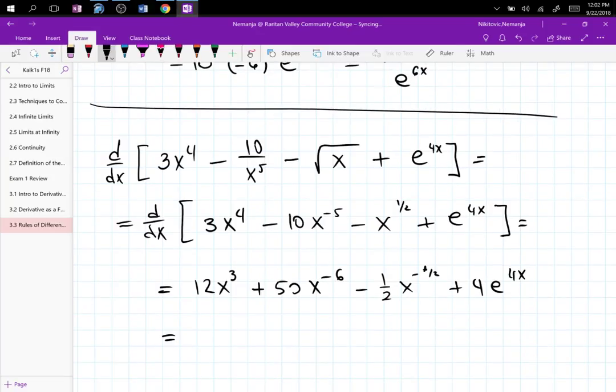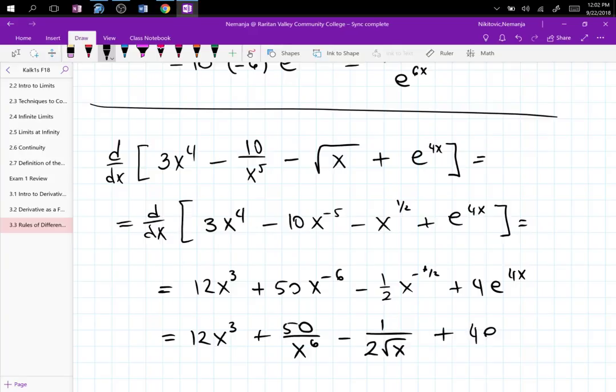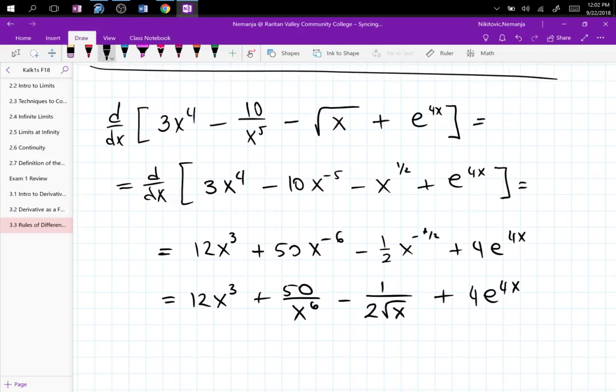So now we just rewrite the answer. 12x cubed plus 50 over x to the 6 minus 1 over 2 square root of x plus 4e to the 4x. And this covers all of the rules we did. I didn't have the constant. I could have put like plus 10 at the end or something, or plus 5, whatever. But this is good enough.